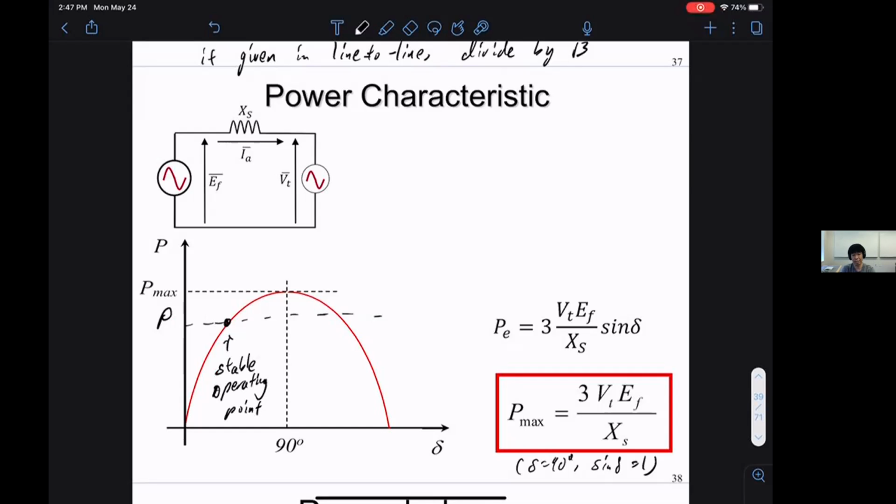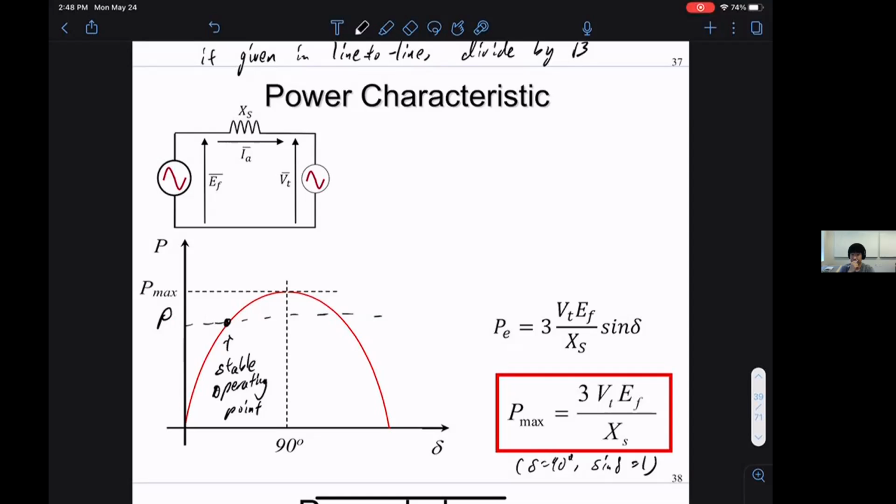Now we'll talk about why we want to operate at this point. Intuitively, a smaller angle is better, so you don't want to be too far from 0. But let's see why this is.